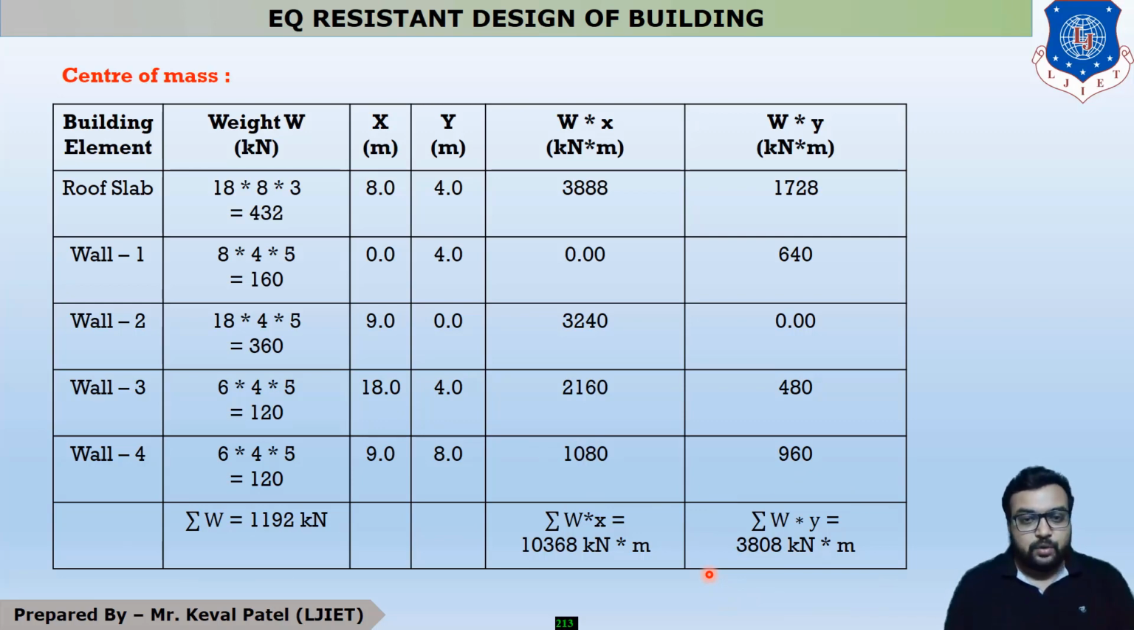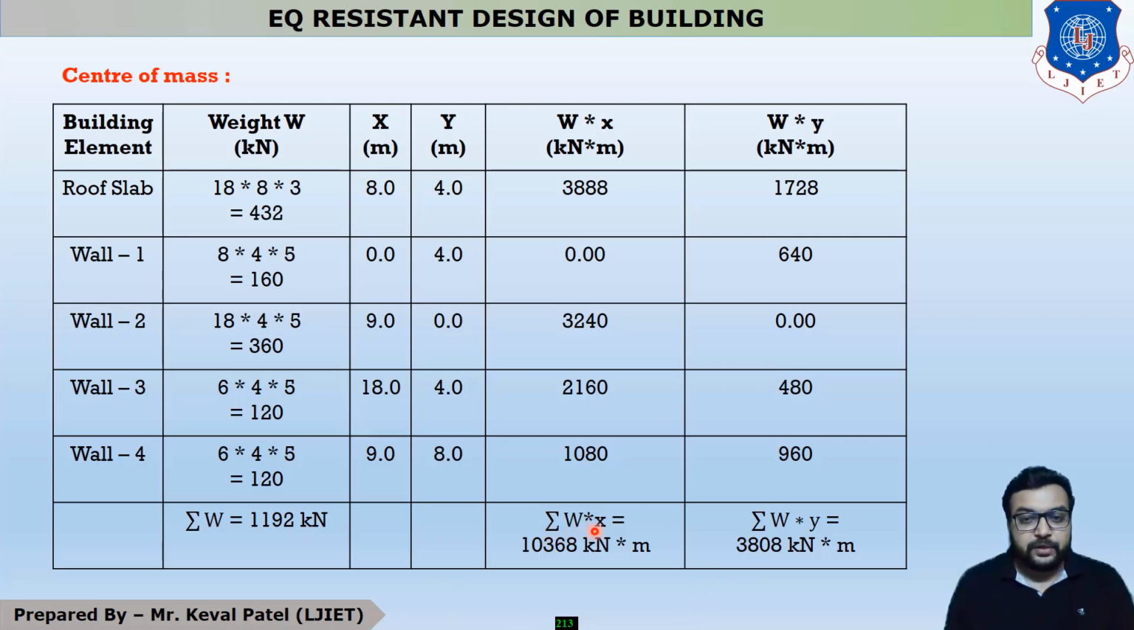Okay, so now what is the equation of center of mass in x direction? So center of mass in x direction means W1x1 plus W2x2 plus W3x3 up to Wnxn divided by W1 plus W2 plus W3, or it is also called summation of W into X divided by summation of W.